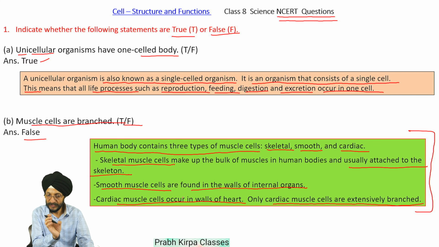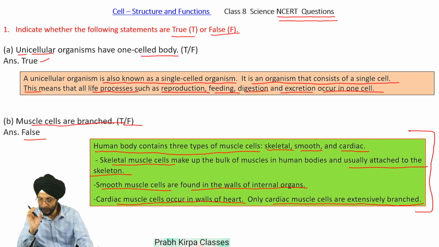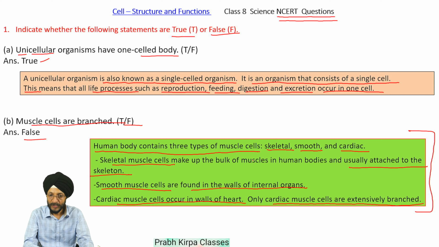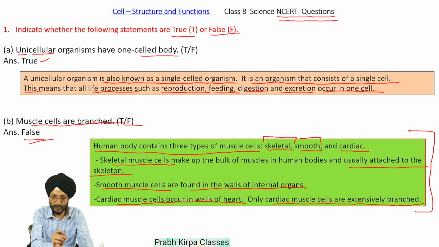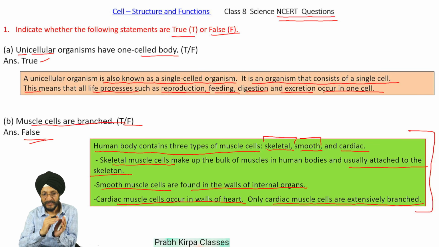So they form only a minor part of the muscle cells in our body which are branched, that is, cardiac muscle cells are branched. Most of the cells, which are skeletal cells or smooth cells, are not branched. So our answer is false, as only the cardiac muscle cells are branched. When only a particular fraction of the whole pertains to a particular answer, that cannot be treated as the answer to the whole question.